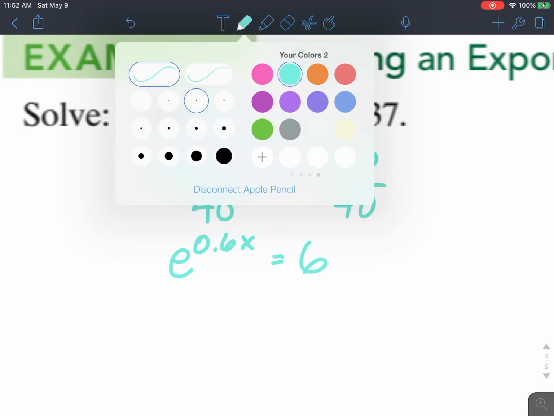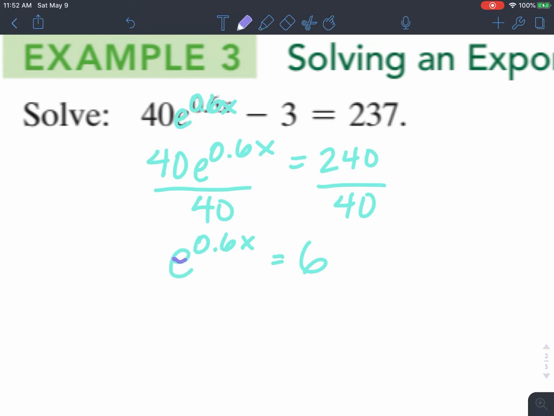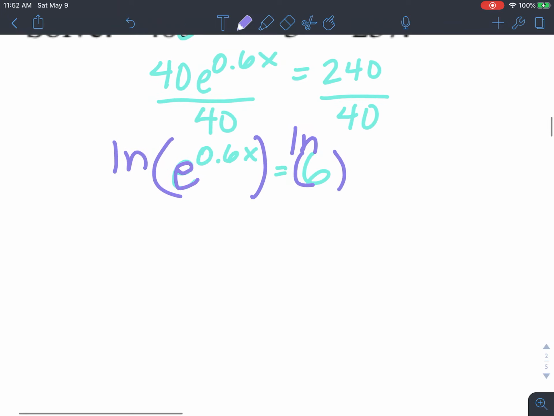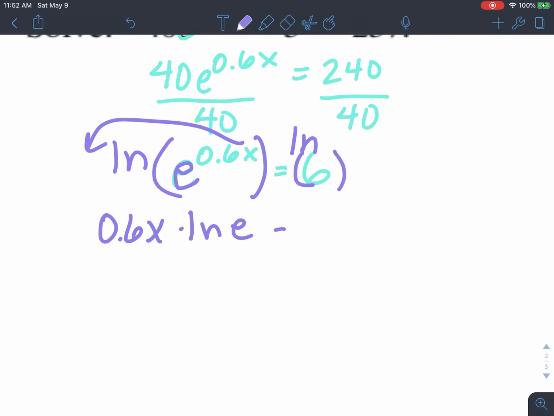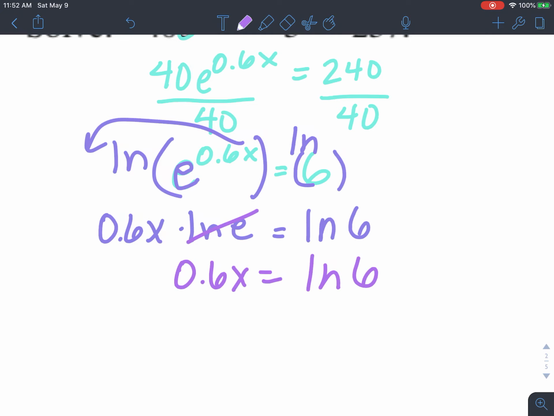Now, what kind of log do we want to take of both sides? So here we have an e. So if you have an exponential equation whose base is e, your best bet is to take a natural log. But again, it doesn't really matter what log you take. So that's going to take the 0.6x out front times ln e equals ln 6. But ln e is 1. So 0.6x equals ln of 6, divided by 0.6.